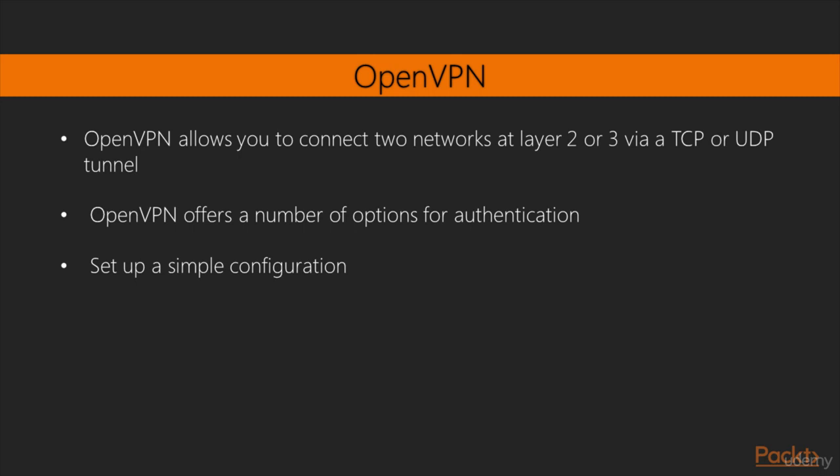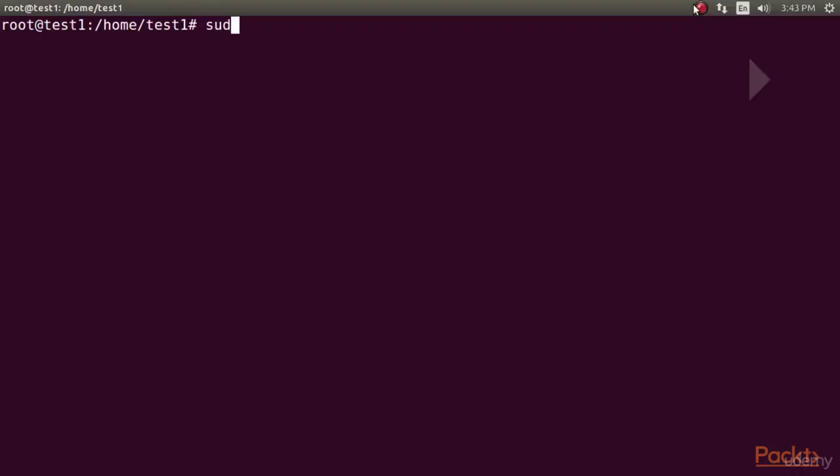OpenVPN is a full SSL VPN solution that allows you to connect two networks at layer 2 or 3 via a TCP or UDP tunnel. It is available on openvpn.net or via your distribution's package repositories. OpenVPN offers a number of options for authentication. We're going to set up a simple configuration, which will get you up and running. From there are multiple options, which you may want to consider for your needs. Cool, now let's see how to do it.